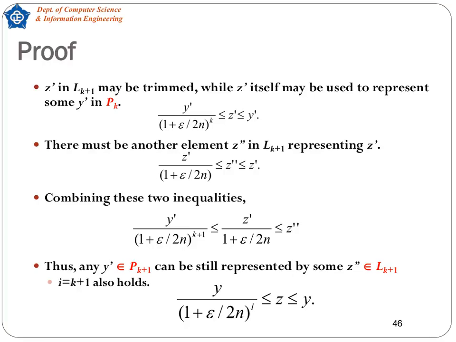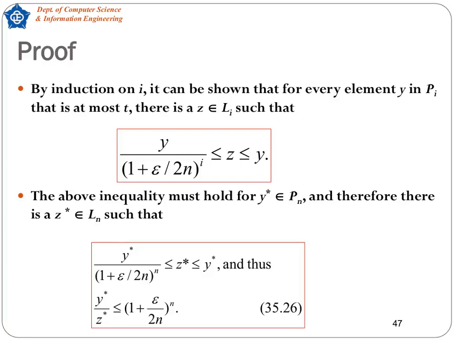y/(1 + ε/2n) ≤ z ≤ y. Recall our induction hypothesis. At the ith step, every value y in P that does not exceed t has a counterpart z in L satisfying y/(1 + ε/2n) ≤ z ≤ y. Now let's focus on the final set P and its optimal element y*.